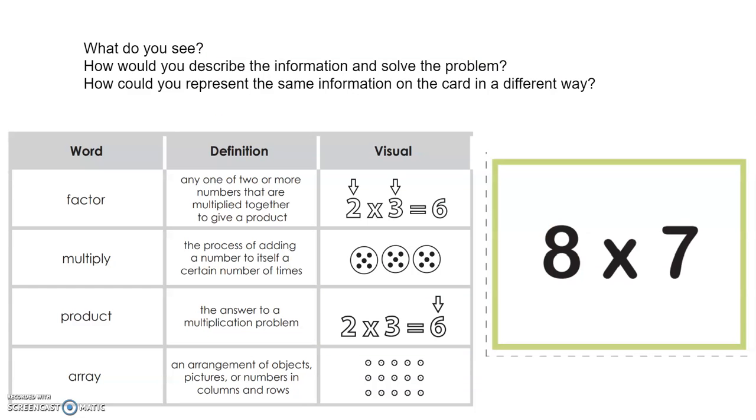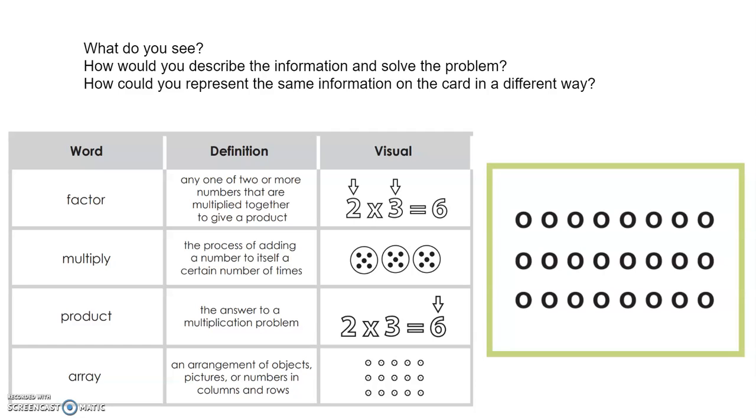So let's look at this, and we have our vocabulary chart right here. What do you see? Right here, the 8 times 7. You see a multiplication problem. How would you describe the information and solve the problem? Do you have that one memorized? Would you look at the 2 factors to figure out the product? Would you create an array? Would you use repeated addition? How could you represent this information on the card in a different way? Could you make an array?